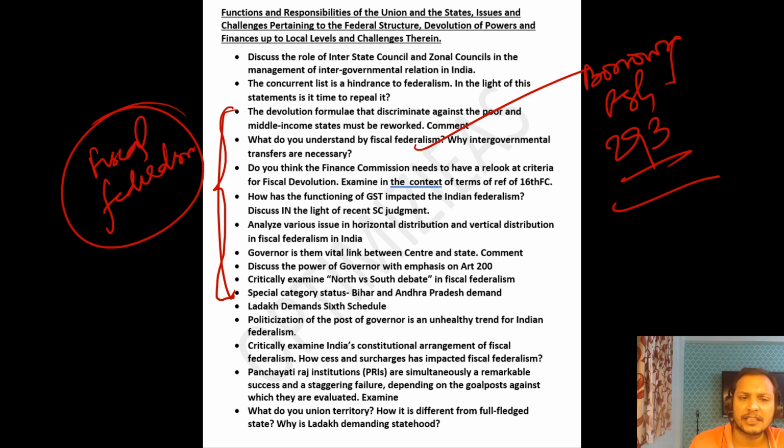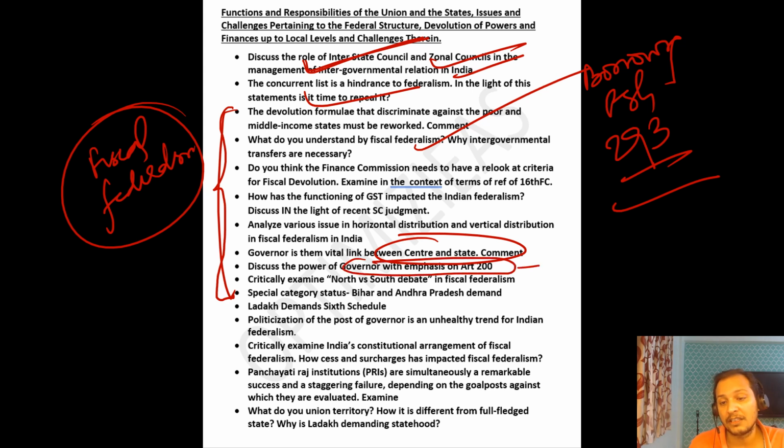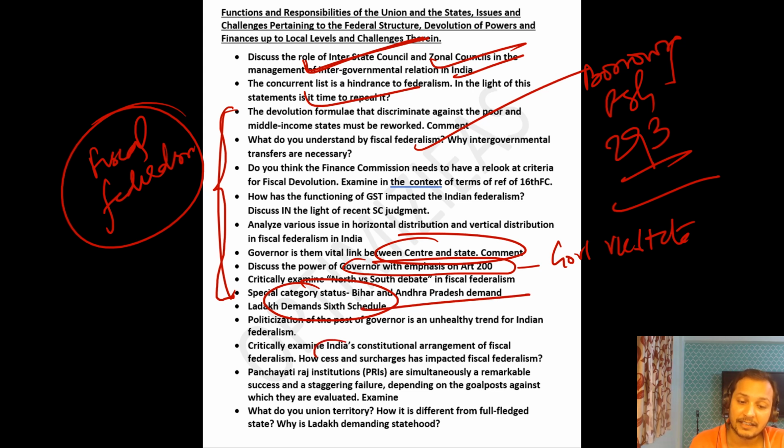Other than that, the concurrent list: should it be deleted? Or the Inter-State Council and zonal councils, what is their functioning in intergovernmental relationships? Then the role of the governor in Centre-state relations, politicization of the post of governor, and the governor with respect to Article 200, governor and state legislature, very, very important. Next, special category states. What are special category states? That can again be a question. Next, cess and surcharge. How do they impact fiscal federalism?